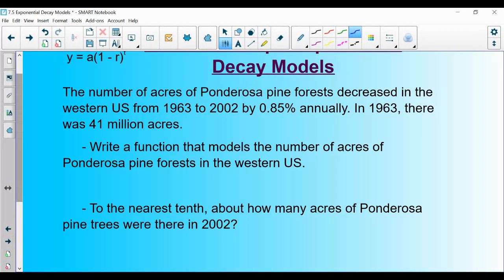Here's another type of these questions. A lot of times the book throws this type of question at us, and I think it's maybe a little bit harder to identify what it's saying, so I thought I'd throw one of these in here as well. So the number of acres of pine forests are decreasing between the years of 1963 to 2002 by 0.85%. In 1963, there were 41 million acres. Write a function that models the number of acres.